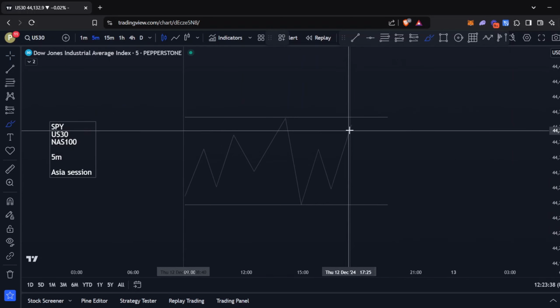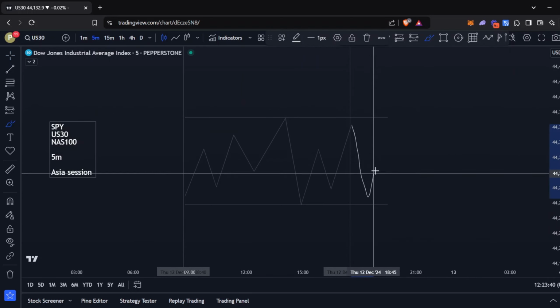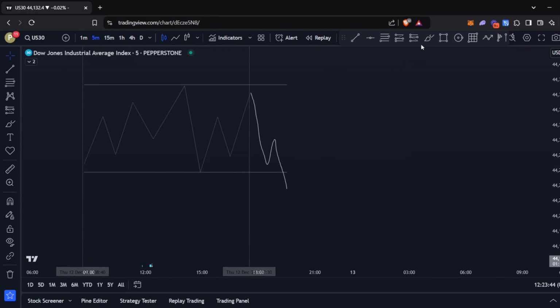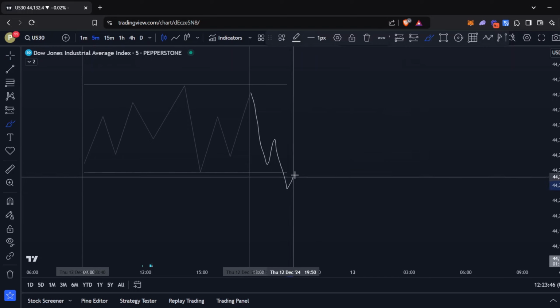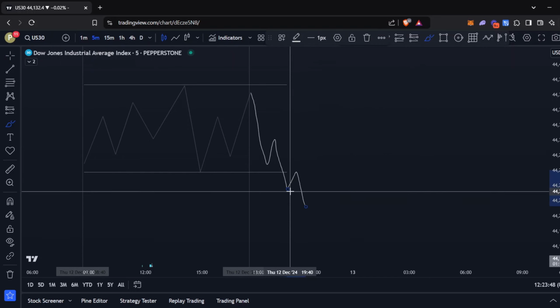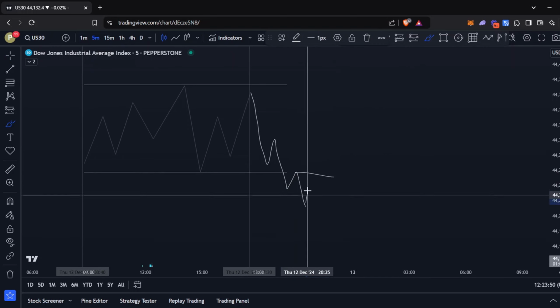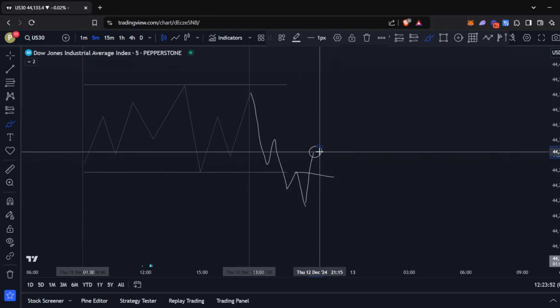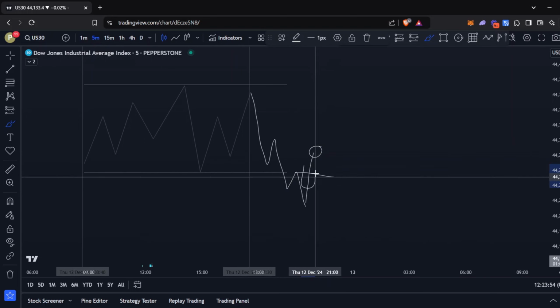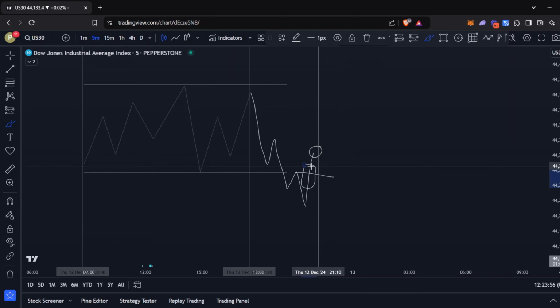Let's say, for example, price decided to go the opposite way and it took out the lows. Now, once it's taken out the lows, we're going to wait for the exact same thing to happen. We're going to wait for price to give us a series of lower lows and lower highs, and then we want to see a market structure shift. Now, once price gives us that market structure shift, we want to make sure that that market structure shift was caused by displacement.